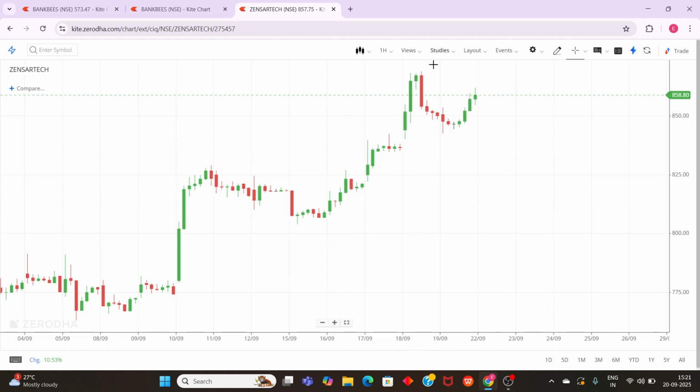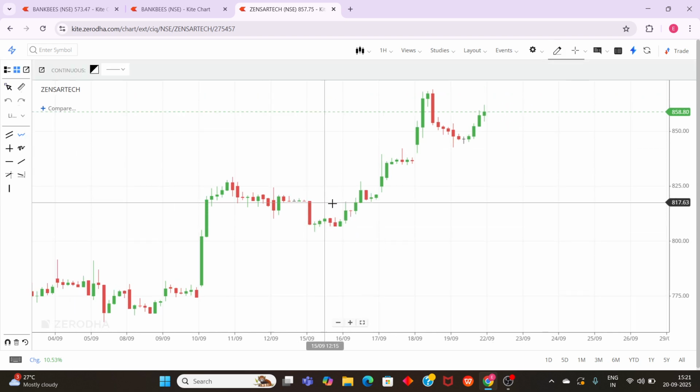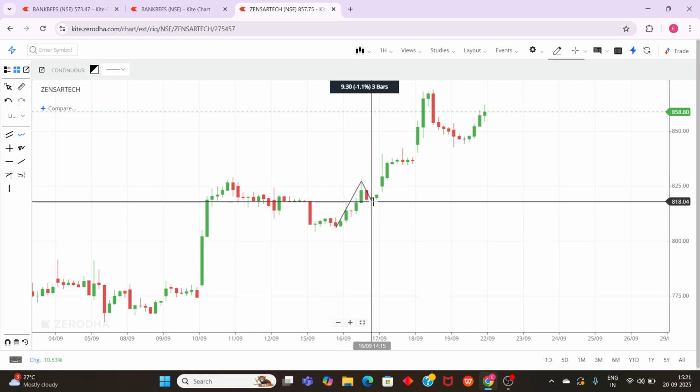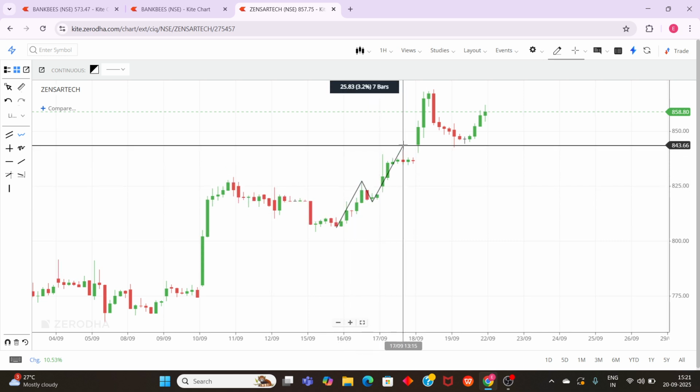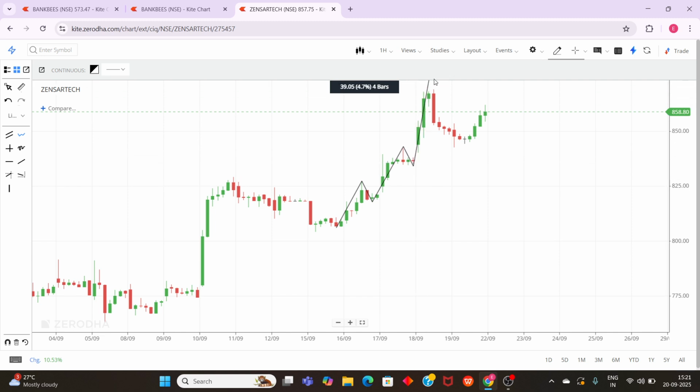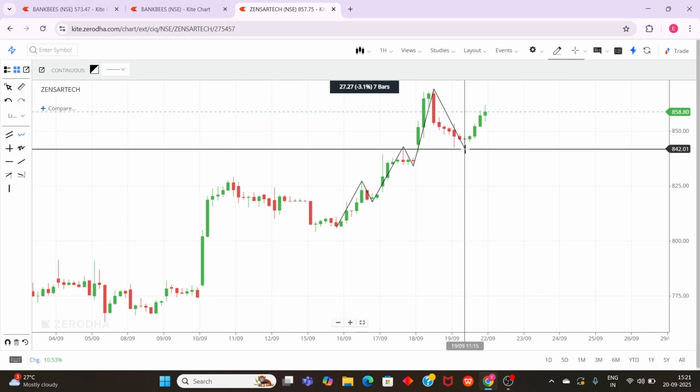Here you can see that it's clearly forming the higher high. So for example, starting from here, it has made the high here, then again pullback happened. Okay, then marked the new high here, again pullback. Now it has made the new high here. Okay, again the pullback has successfully happened.